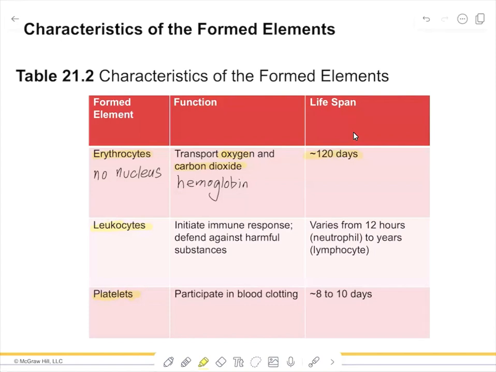The leukocytes are responsible for initiating the immune response. So they're kind of like the first ones on the scene when there's an invasion of a foreign invader. So they defend us against harmful substances. And they vary in their lifespan from 12 hours like a neutrophil to many years in the case of a lymphocyte. Finally, the platelets are cell fragments important in blood clotting, and they only last for a few days.